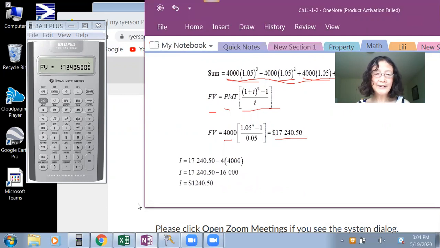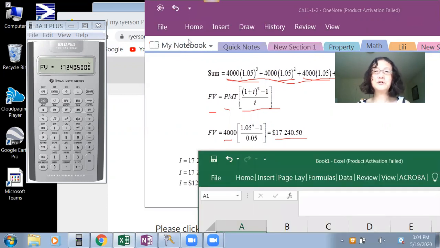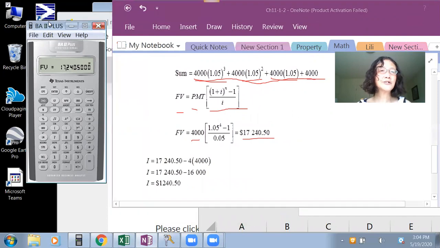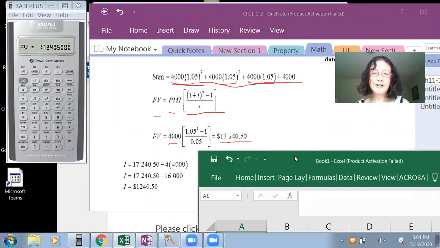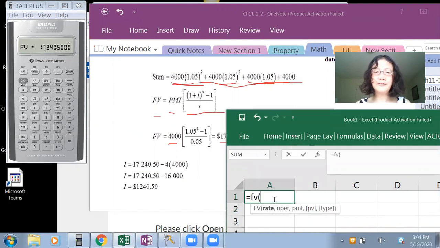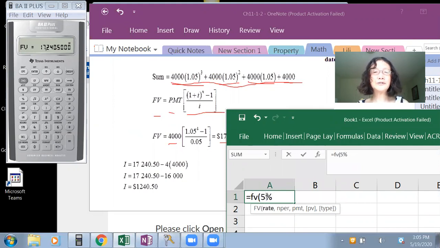Next, I will introduce another method, Excel. I will move things a little bit so that you can see my Excel. For Excel, you just use the formula FV, future value. Rate, you type in 5%. In Excel, you need to type in the percentage, comma. NPER, number of periods, comma. Next one is payment, negative 4,000 in order to get a positive result. PV is 0.